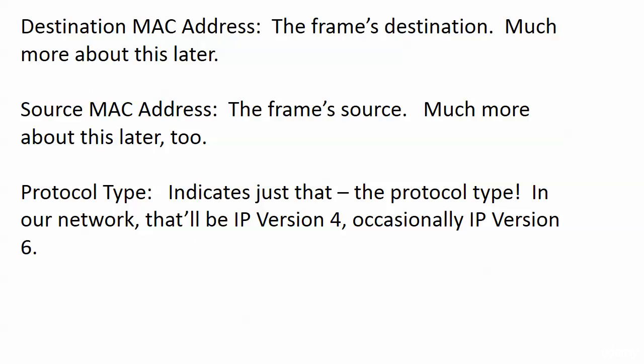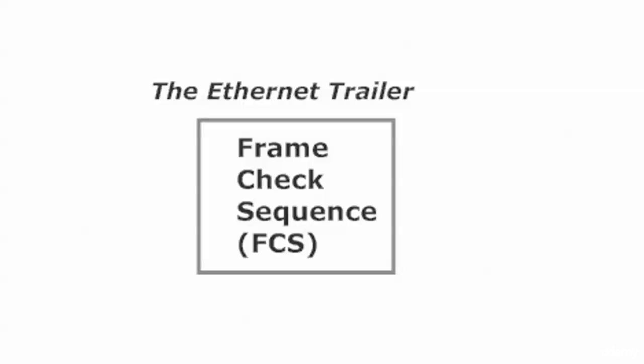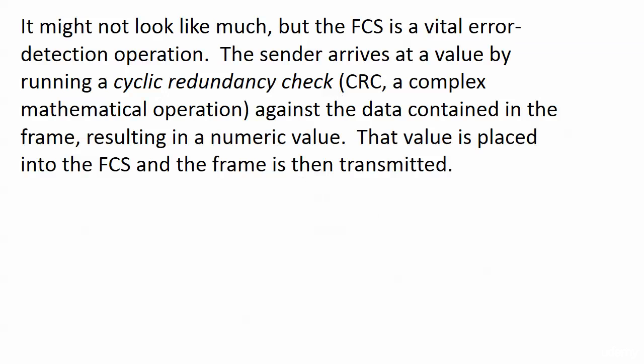And now for a detailed look at the Ethernet trailer. And there it is, the frame check sequence, FCS, that is it. But it's a very important it. And there's also some terminology here. I want to draw a clear line between a couple of terms here so we don't get them mixed up on exam day. Now the FCS might not look like a whole lot, it's just sitting there at the end of the Ethernet frame, but it is a very important error detection operation.